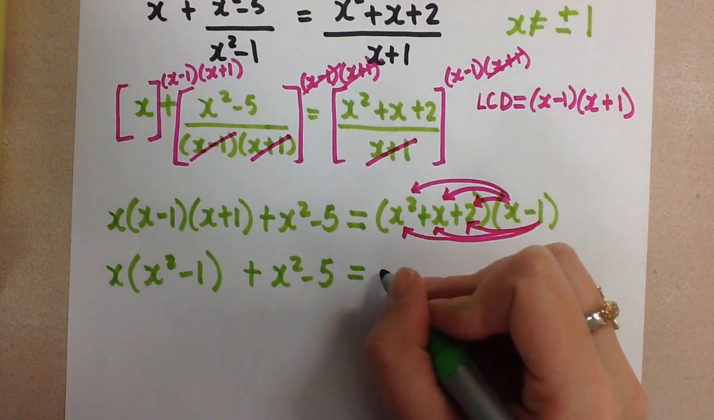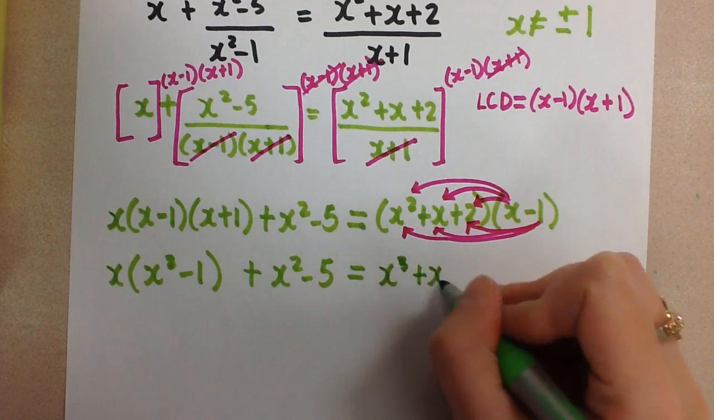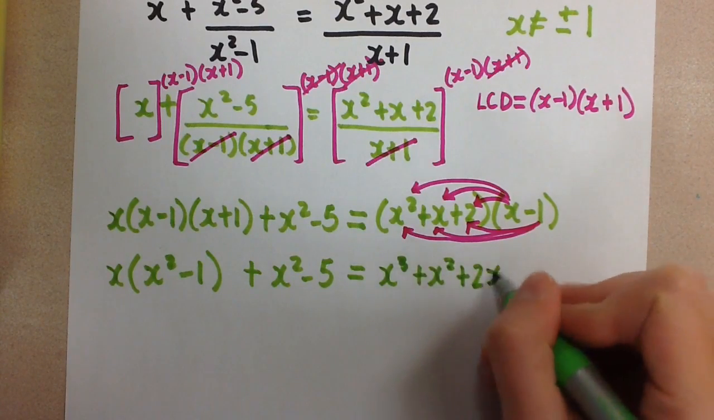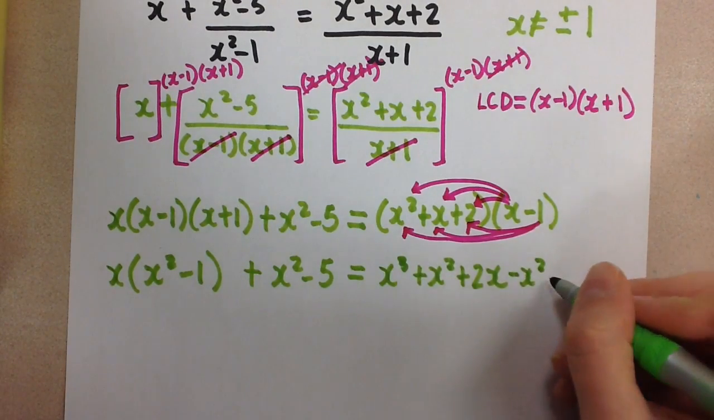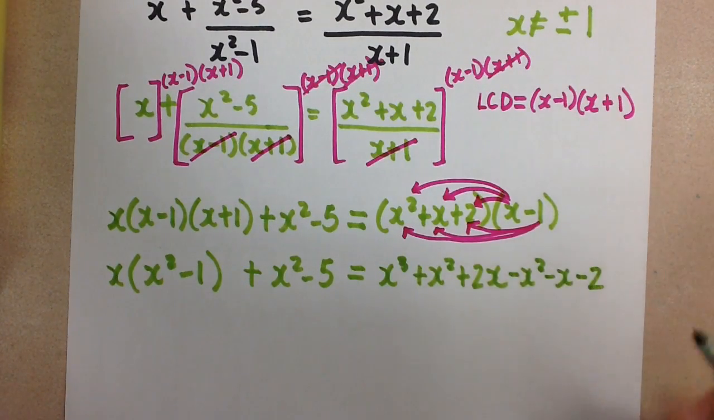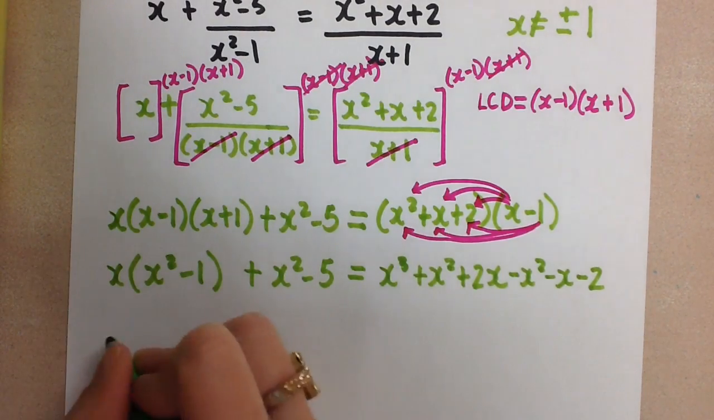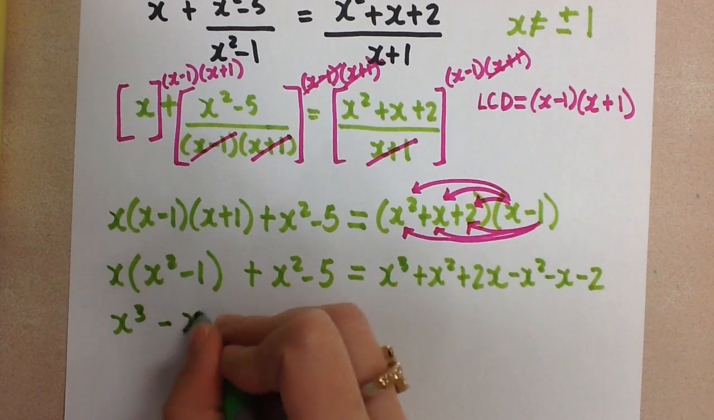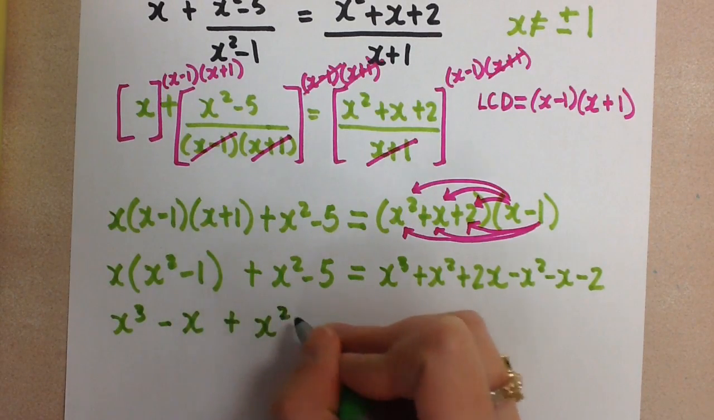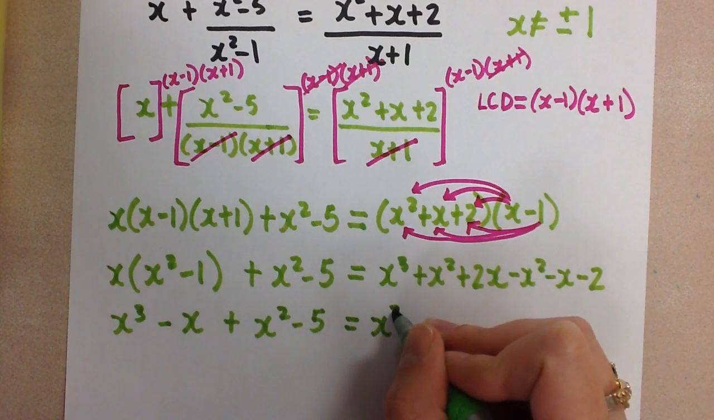So here this is going to be x cubed plus x squared plus 2x, and then minus x squared minus x minus 2. Okay, so let's go back and finish the distribution right here. We'll get x cubed minus x plus x squared minus 5 equals x cubed.